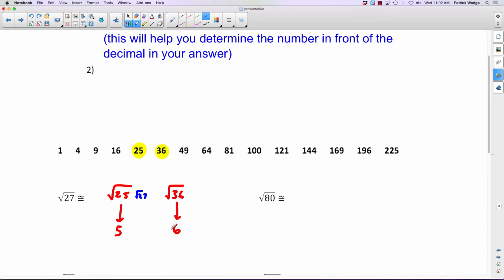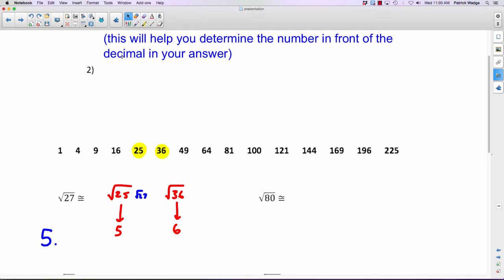So since 27 is somewhere in between them, we know the answer must be between 5 and 6. In other words, it's going to be 5 point something. It's always going to be the smaller number that goes in front of the decimal. It'll never be 6 point something, otherwise it would be bigger than this. In order to be between 5 and 6, it has to be 5 point something.